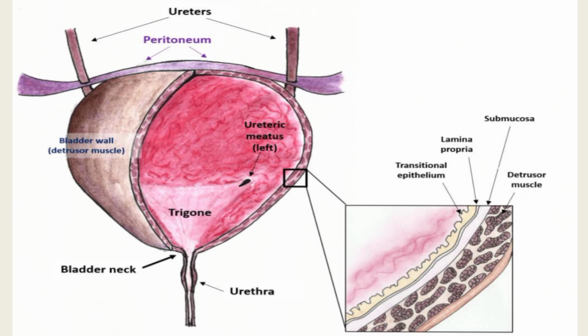This picture is showing the external features of the urinary bladder. As you can clearly see, there is the bladder wall, which contains the detrusor muscle. Above the bladder there is peritoneum, and on the lateral sides both ureters are entering the bladder and terminating at their openings in the bladder, which are known as the ureteric orifices. Then there is the bladder neck, where the bladder ends and the urethra starts. Then another part of the bladder is called the trigone.